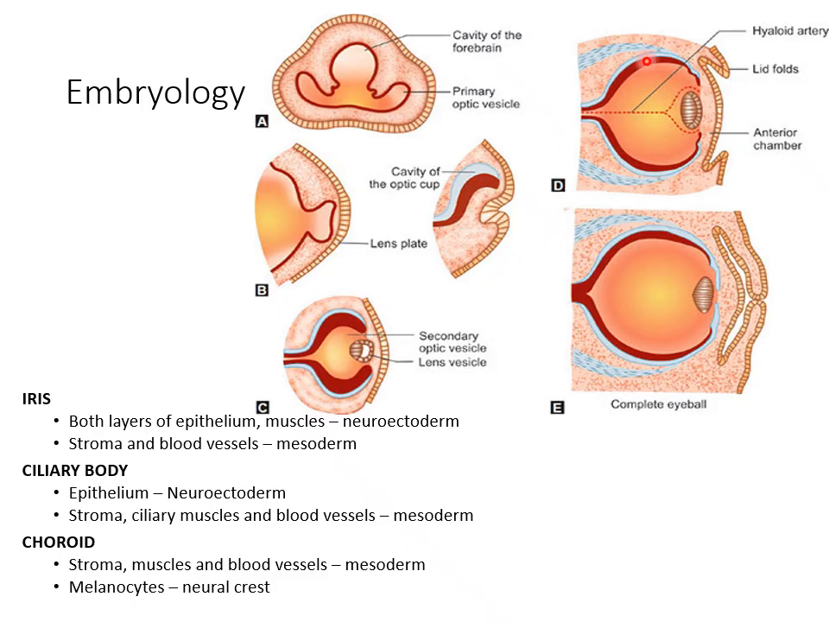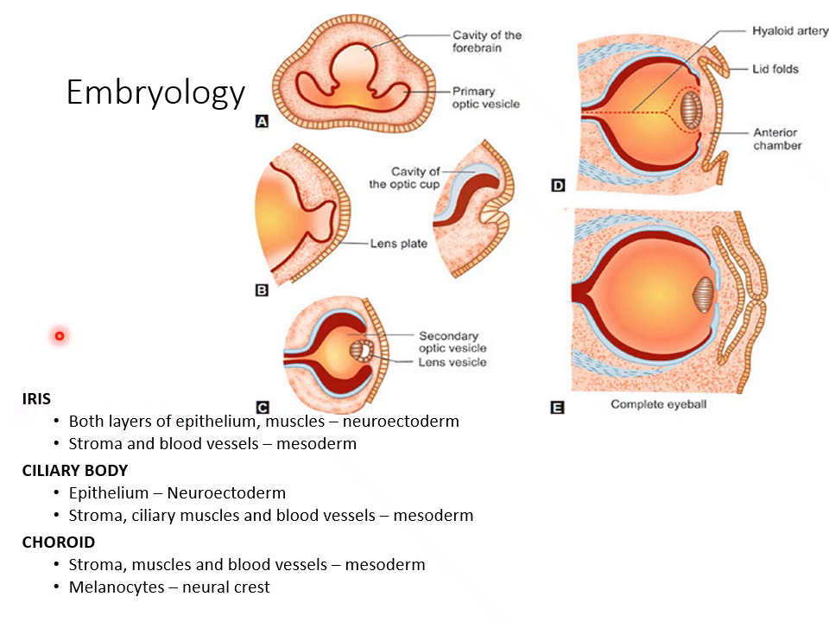Now you can see a hyaloid artery supplying the lens in the embryonic state, and here is your surface ectoderm forming the lid folds and the epithelium and all, and this is your neuroectoderm, and this is the complete eyeball.